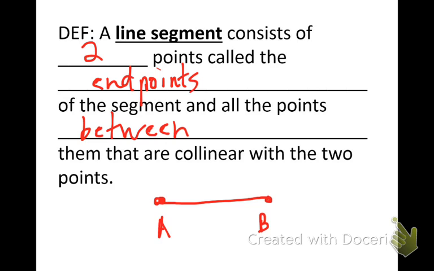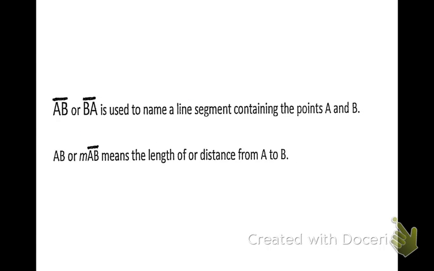It's got endpoints. We name the line segment AB or BA with a dash over the top. That dash represents a segment. It is used to name a line segment containing those 2 points. AB without a dash over it, or the M, which stands for measure. The measure of segment AB is a length. It means the length of or distance from A to B. It's going to be a number. If you have just AB, we don't use MAB very much, but if you have AB with no symbol over it, that is a number.